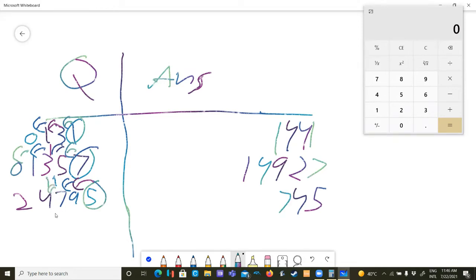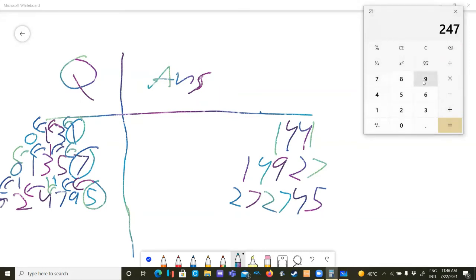4's right hand neighbor is 7, 4 plus 1 is 5, 5 plus 7 is 12. Taking carry forward and moving to 2, 2 plus 1 is 3, 2's neighbor is 4, 3 plus 4 is 7. Moving to 0, 0's right hand neighbor is 2, 0 plus 2 is 2. The answer is 272,745. Let's check this in the calculator. 24795 multiplied by 11. 272,745.